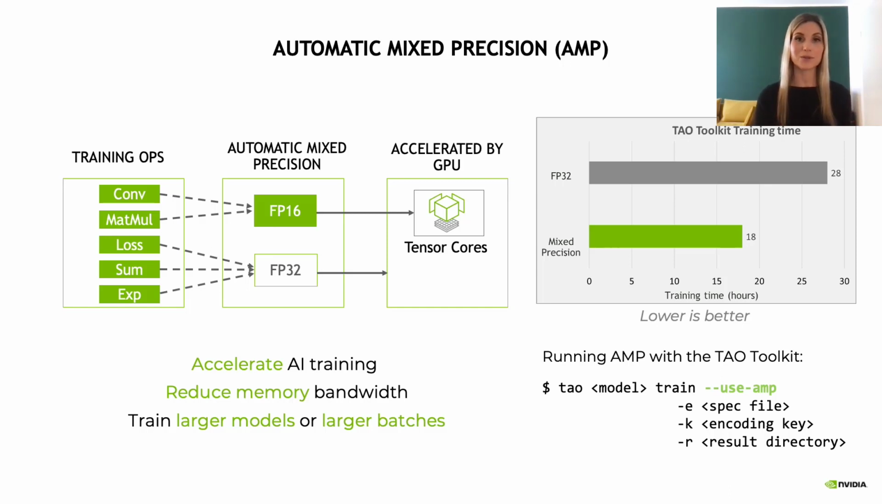It helps you also to reduce the memory bandwidth, meaning that you can also train larger models or larger batches in faster time. And this feature is also available in Tau. Actually enabling it is really super easy. You just add an extra parameter to the training command.